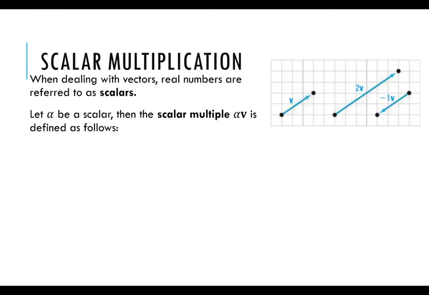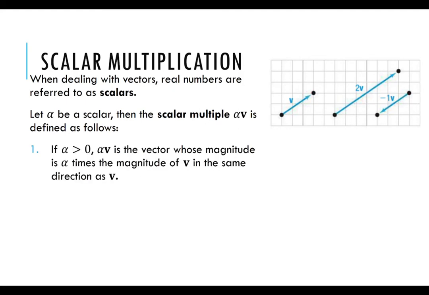The next piece of arithmetic we need to talk about is scalar multiplication. When we're dealing with vectors, a real number is just a scalar. So anything that's not a vector, if it's just a real number, is what we call a scalar. Let's assume that alpha is a scalar. Then the scalar multiplication, alpha times the vector v, is defined like this. If alpha is greater than 0, then alpha times the vector v is just the vector whose magnitude is alpha times the magnitude of the vector v, in the same direction as v.